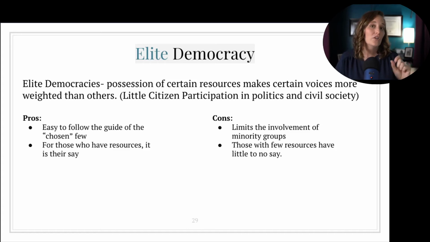So again, don't think here of an oligarchy or an autocracy. That's not what we're talking about. This is still a democracy. But in an elite democracy model, you're thinking that the people with more resources are able to have more access and more influence in their government.